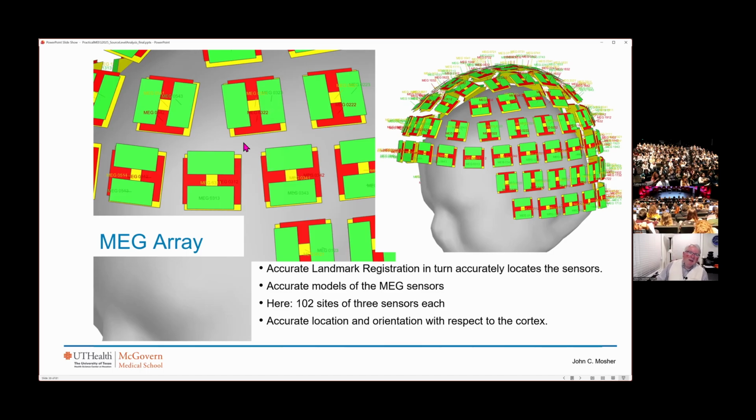So the key is getting good landmark registration done up front, and then we're off and running with the modeling. We know where all the sensors are, we know where the channels are, we know where the cortex is. We're ready to start setting up the forward model.